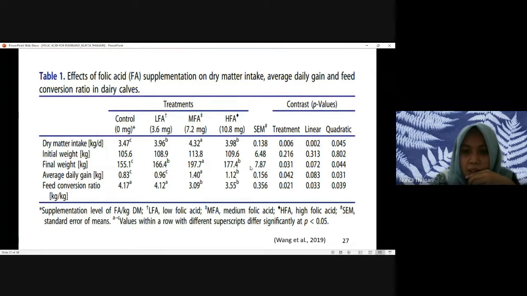And then another author showed an experiment with increasing levels of folic acid. It will improve the dry matter intake and also the final weight, average daily gain, and feed conversion ratio of the dairy calf. So with the increasing level of folic acid, it will increase the dry matter intake, the final body weight, and average daily gain, and it improves the feed conversion ratio.